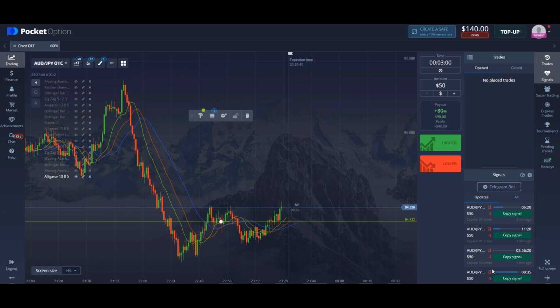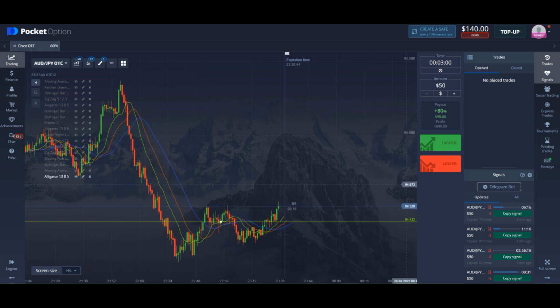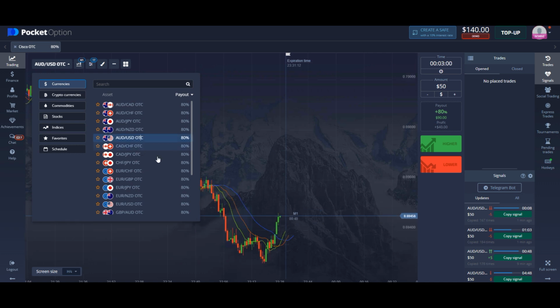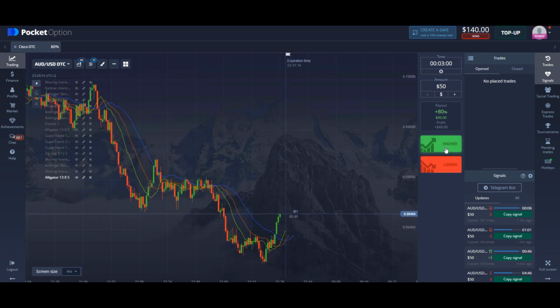So let's go to the next one. I don't know which market to do, but give me a second, guys. Okay, guys, I have to switch over. So, this is a good opportunity. So I placed $50.